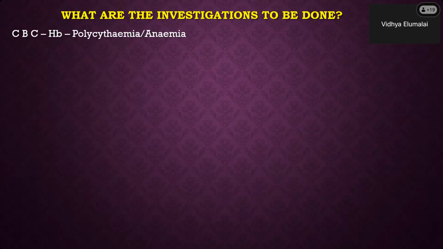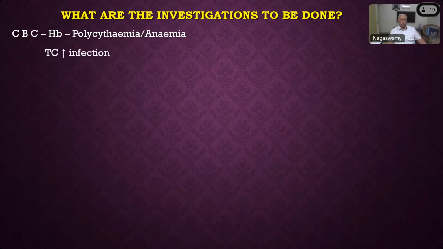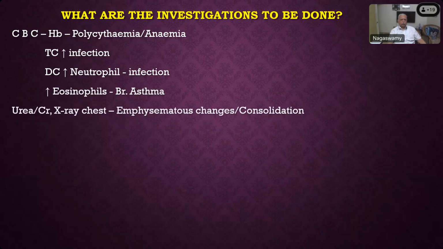Then routine investigations, RFT, electrolytes. Yes. So total count to find out any increase in the total count due to infection, and differential count to see whether there is neutrophilia to find out whether it is a bacterial infection, and increase in eosinophils to see whether it is bronchial asthma, and then urea, creatinine, X-ray chest: emphysematous changes, consolidation, all these things may be present.